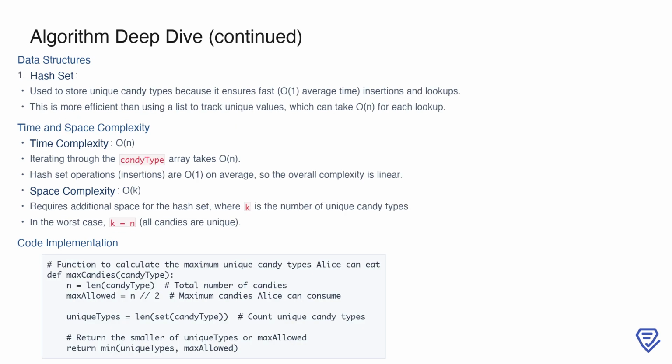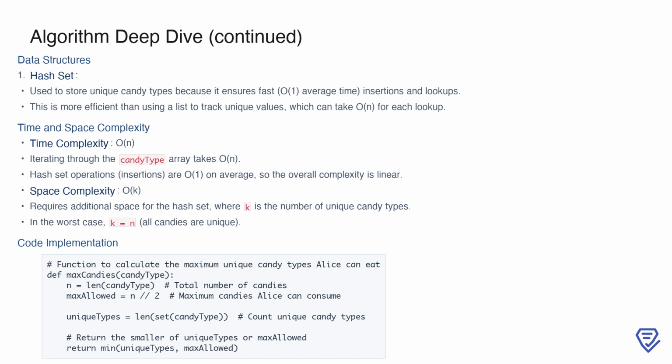It allows us to store unique candy types efficiently, with average time complexity of O(1) for insertions and lookups. This makes it more suitable than a list, where checking for uniqueness would take O(n) for each element. In terms of time complexity, iterating through the candy type array takes O(n), and with hash set operations being O(1) on average, the overall time complexity remains O(n).